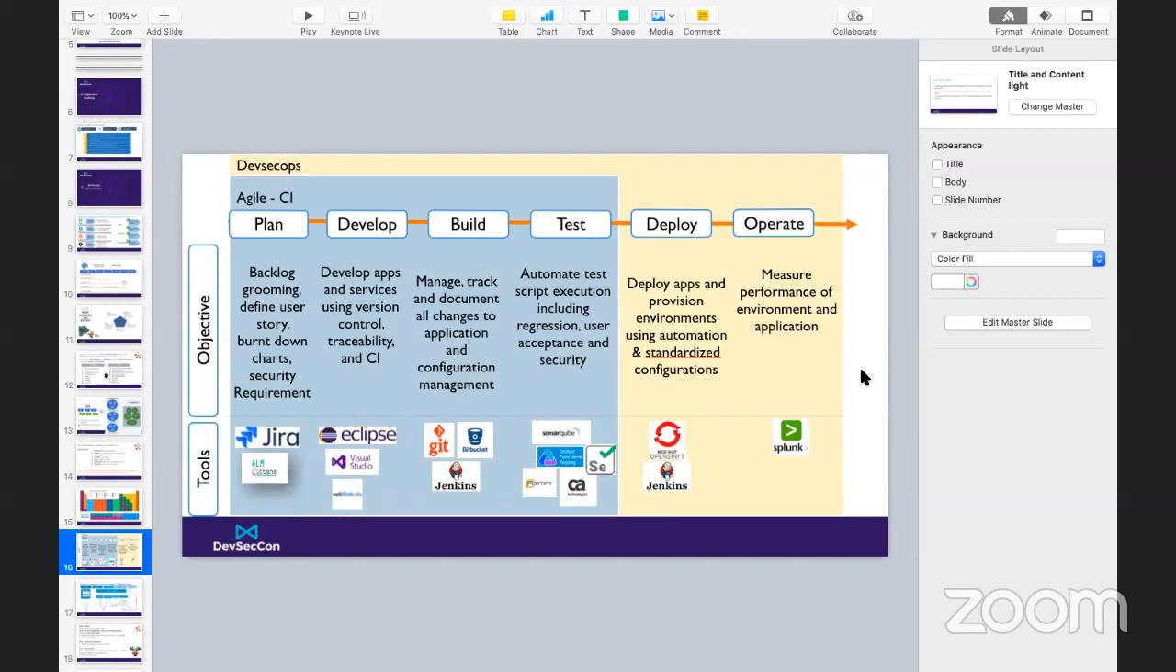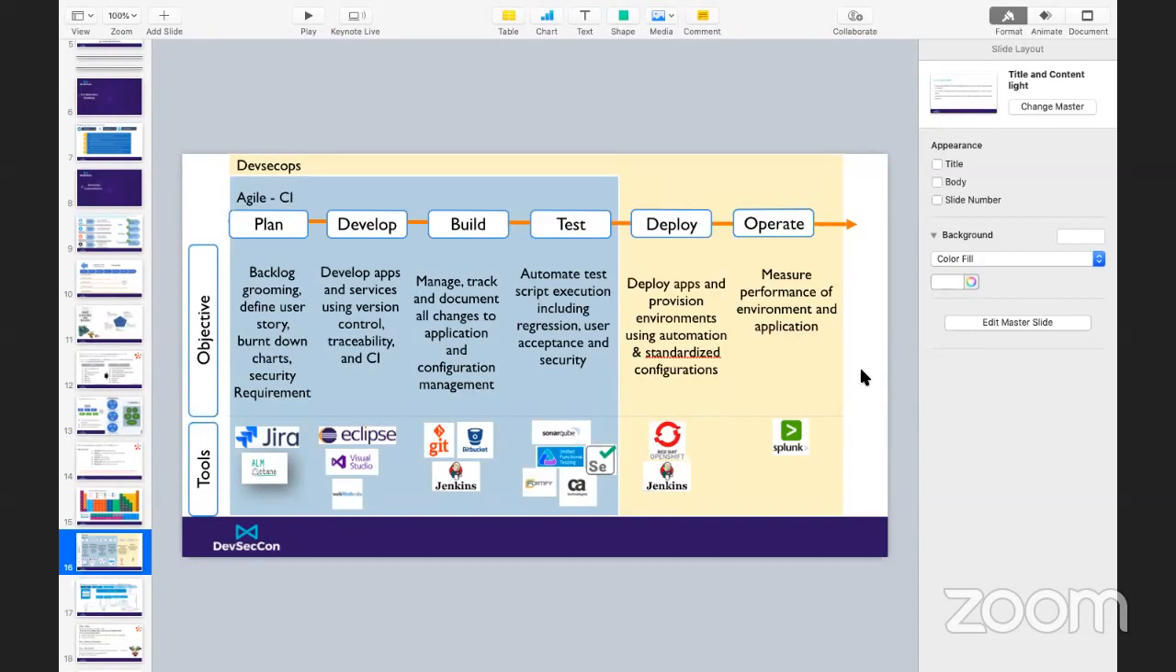And for the develop phase, the objective is to develop applications and services using version control, traceability, and continuous integration. For the develop phase, we use Eclipse, Visual Studio, and webMethods. In the build phase, the objective is to manage and track all the documents and changes to the application and configuration management.